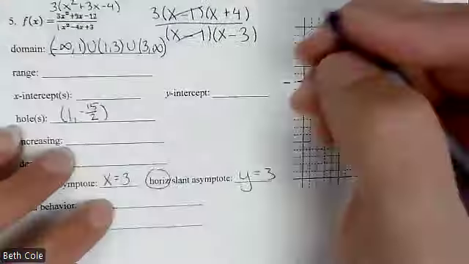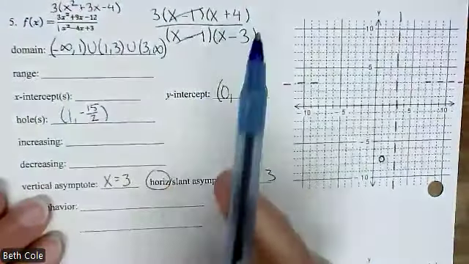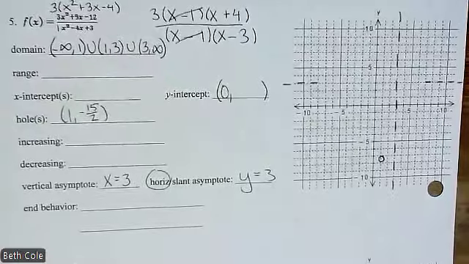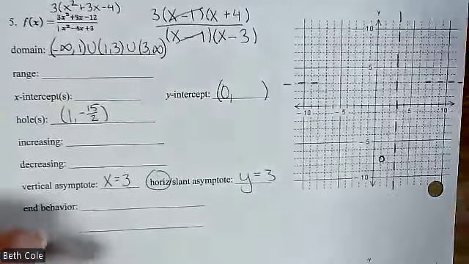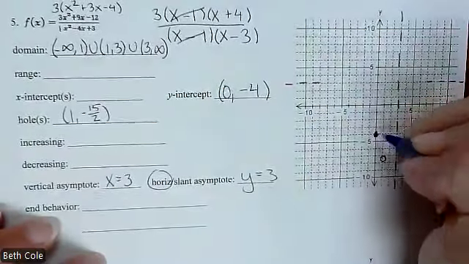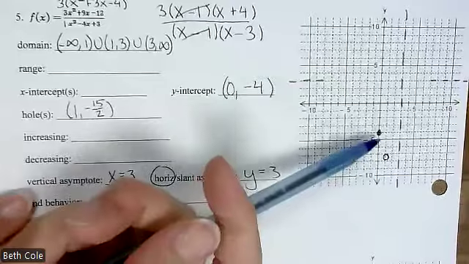So let's go back and get our intercepts. Y-intercept, you're going to plug in 0. You can plug it into the original one or the factored one. It's not going to make a difference. Go ahead and plug in 0. What do you get? It'd be negative 4. Good job. And then it goes right there on your graph.